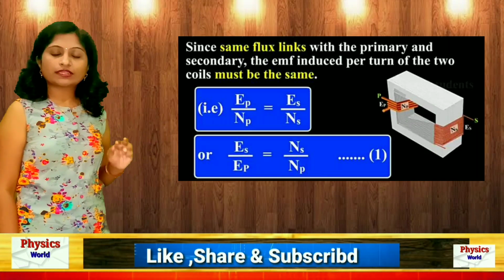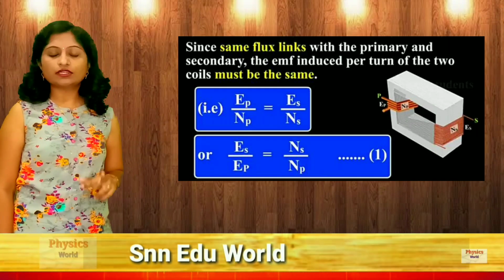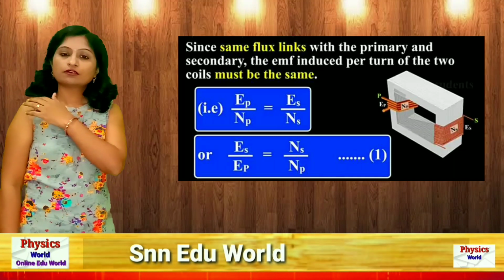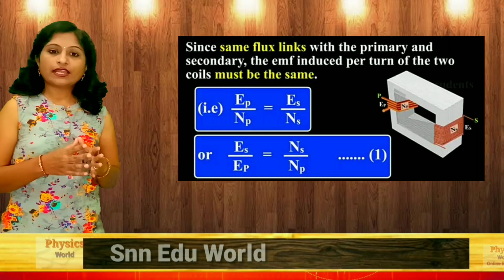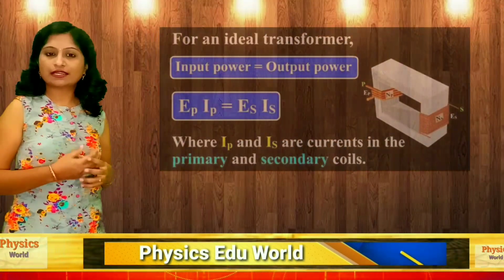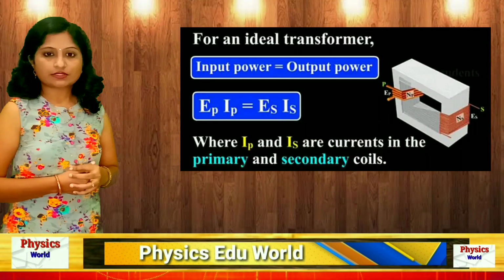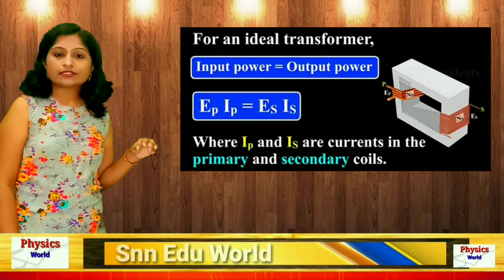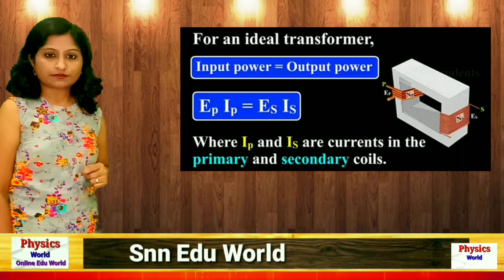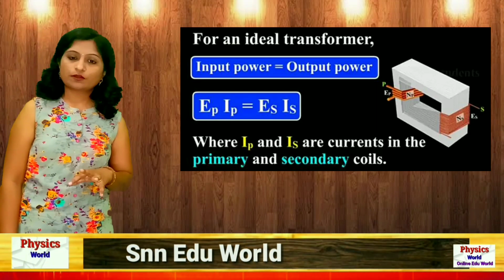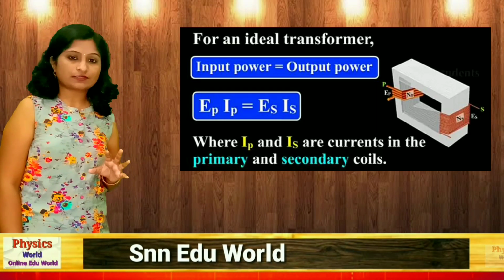This is the ratio of EMF in the secondary coil to the primary coil. Now next we consider the concept that we are having an ideal transformer. So we apply the concept for the ideal transformer. For an ideal transformer, input power is always equal to output power, the same for an ideal transformer only.